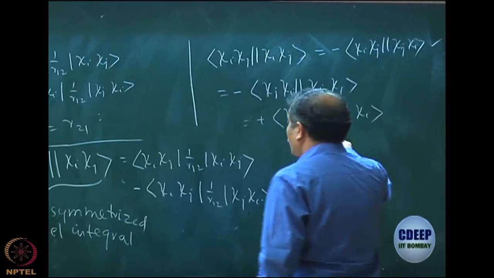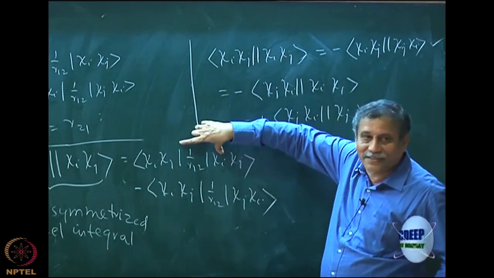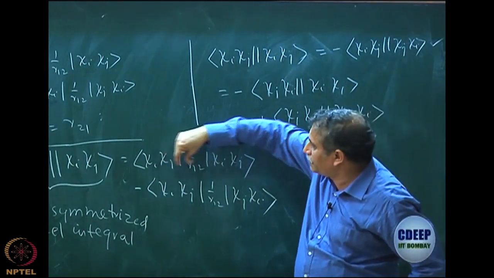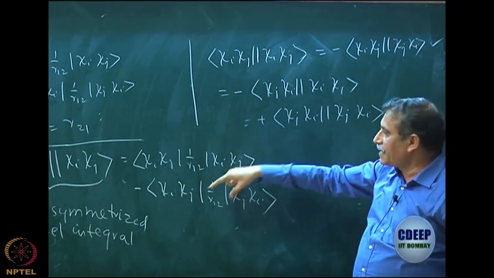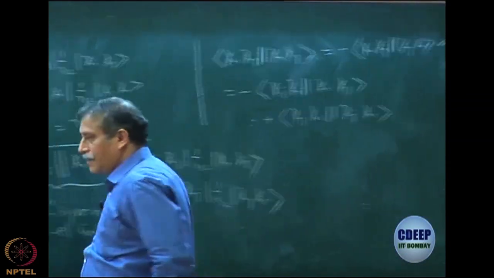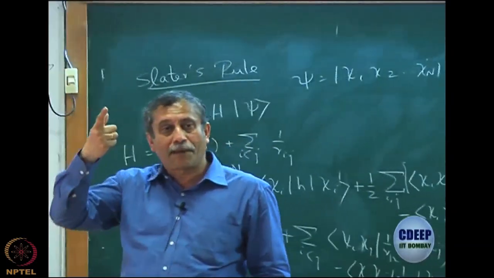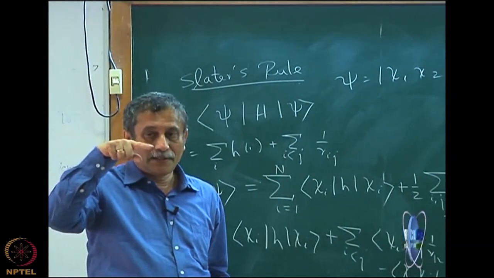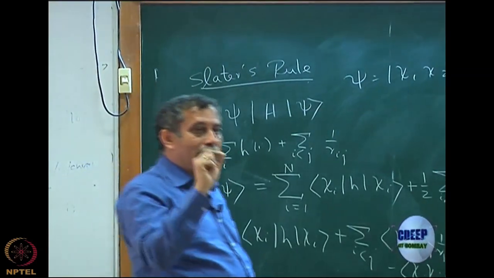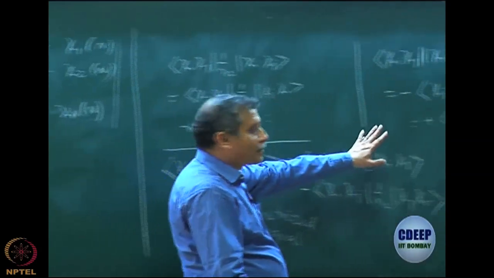If you write this, what will happen? This will become chi j chi i, chi j chi i, which is the same as this. Because I already told you that in each of the integrals I can interchange, then minus the exchange, which is again the same as this. So, this is exactly the same as this. But if I interchange one side, it will give a negative sign, because the exchange will become plus, and the Coulomb will come with a minus sign. This is very simple mathematics, arithmetic actually. Just practice this so that you have no confusion.